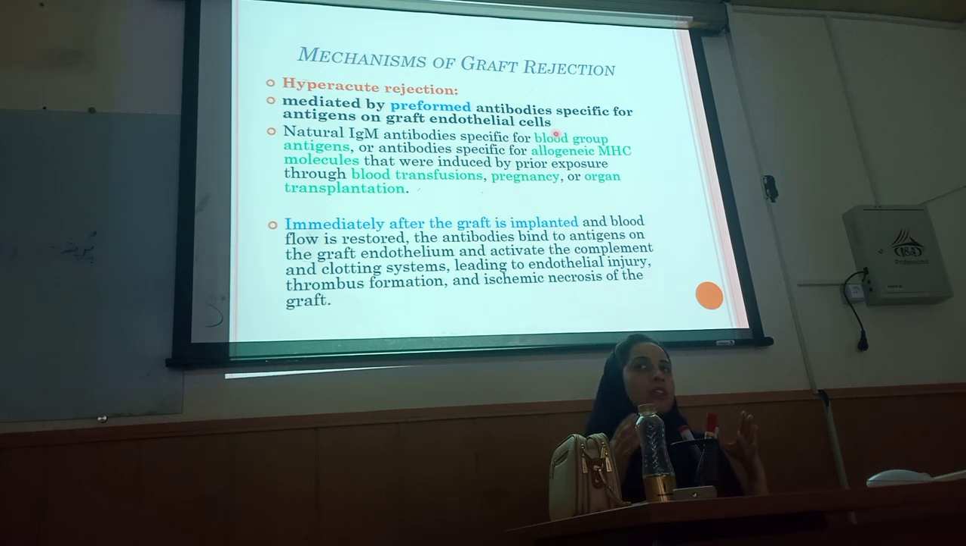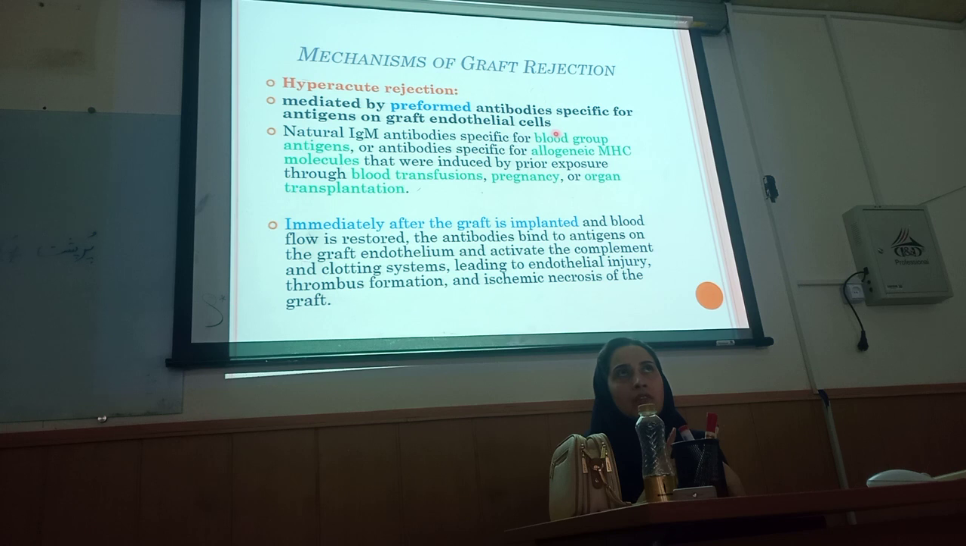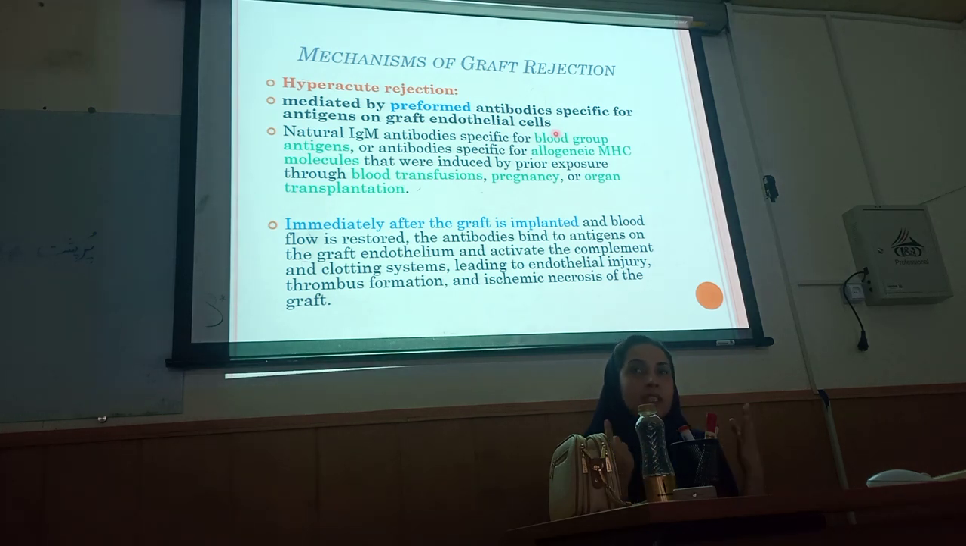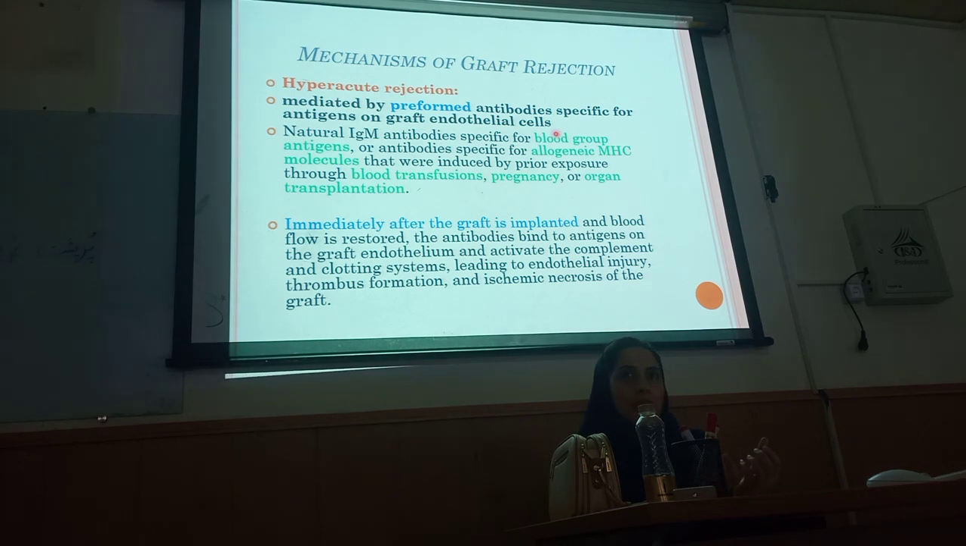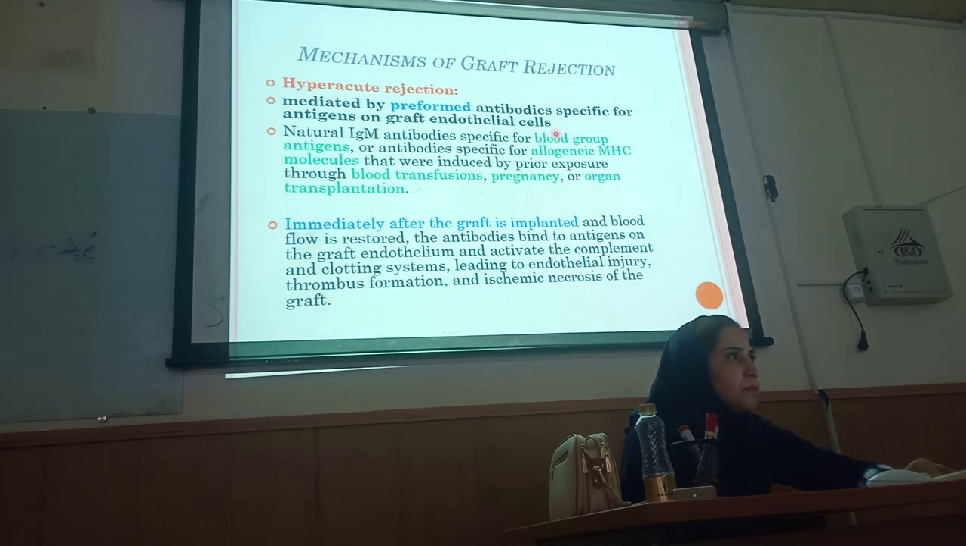On our cells there are different antigens. Other than blood group antigens, we also have other antigens. And if we have, for example, organ transplantation, blood transfusion, or pregnancy, we will produce antibodies against those antigens. And the antibodies are present in our body. After I receive an organ transplant, maybe that organ has antigens that I have antibodies against, and I will react against them. This occurs soon after the graft is implanted.